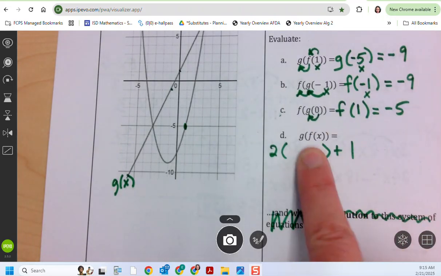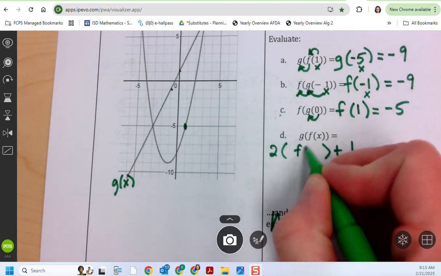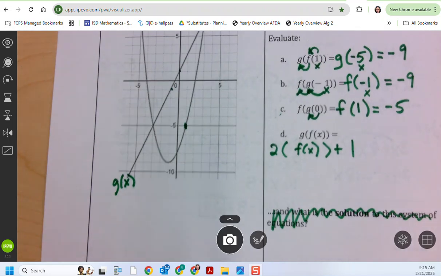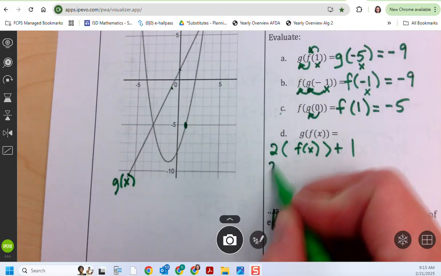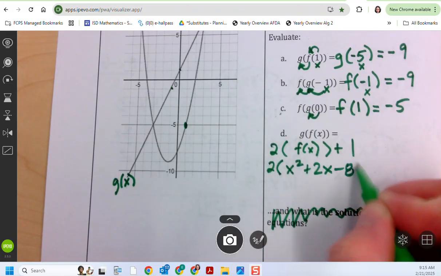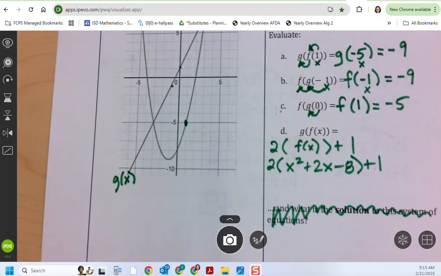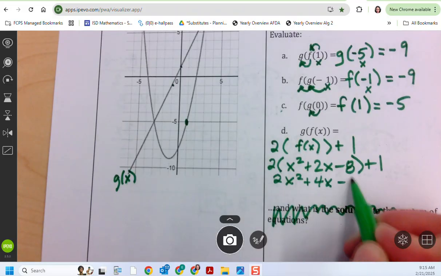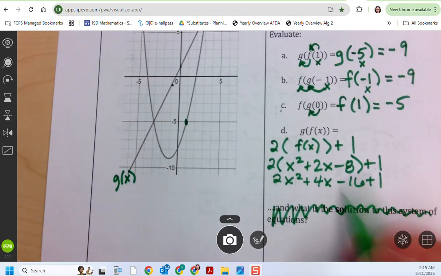Then where the parentheses are, we're going to put f of x. And then f of x is that big function, so we have to replace f of x with all of this. So I have 2 parentheses x squared plus 2x minus 8, and then plus 1. And then distribute, and then combine like terms. And your like terms are here at the end.